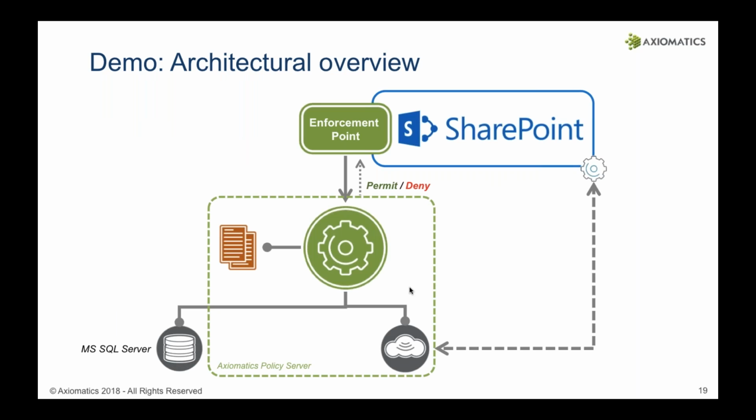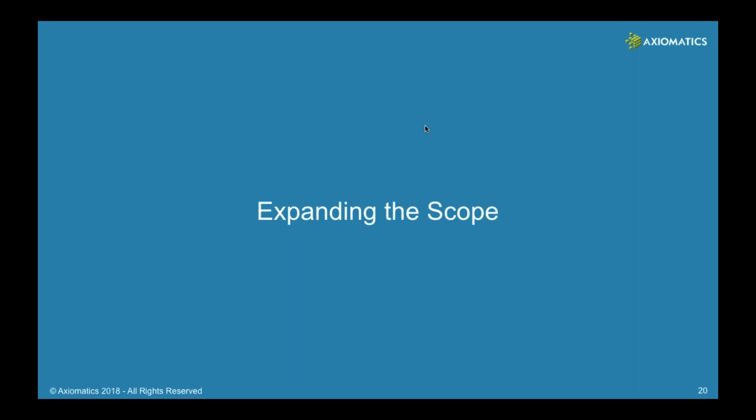So again, simplified architecture. We have an enforcement point. The request comes in, the enforcement point picks that up, sends the process through the decision engine that automatically sends back a permit or deny at that point, and you either gain access or are denied access to the SharePoint data and documents that are being shared globally across the organization.